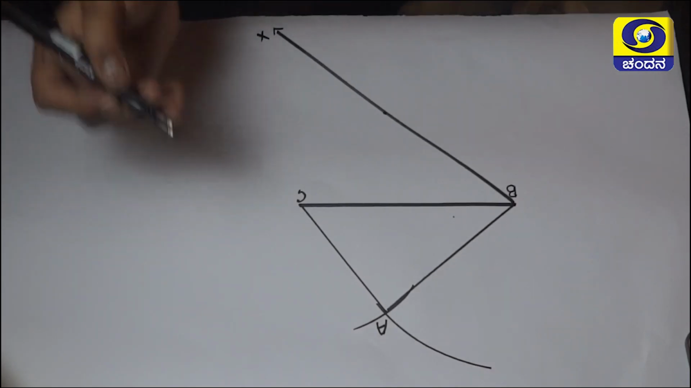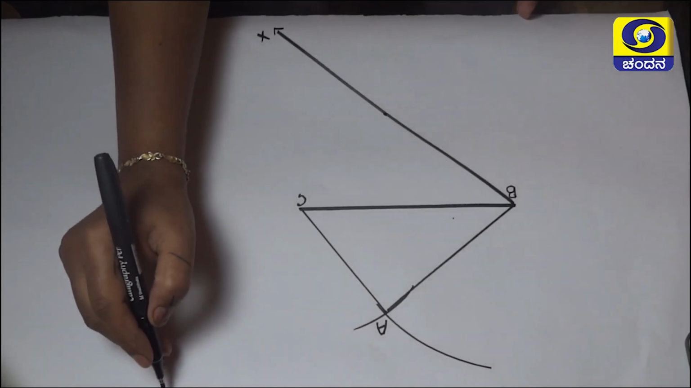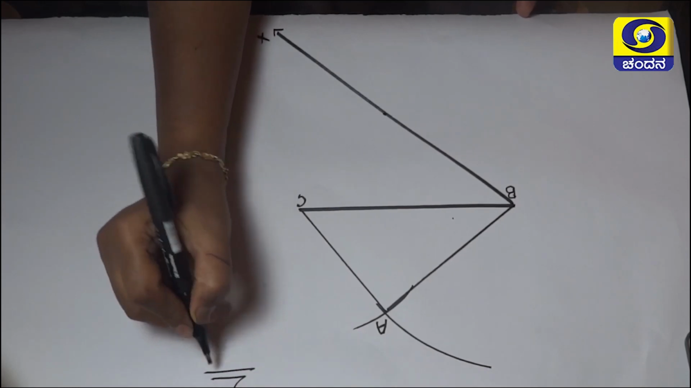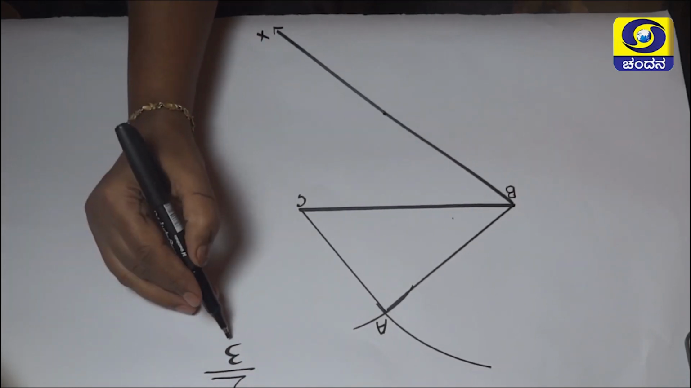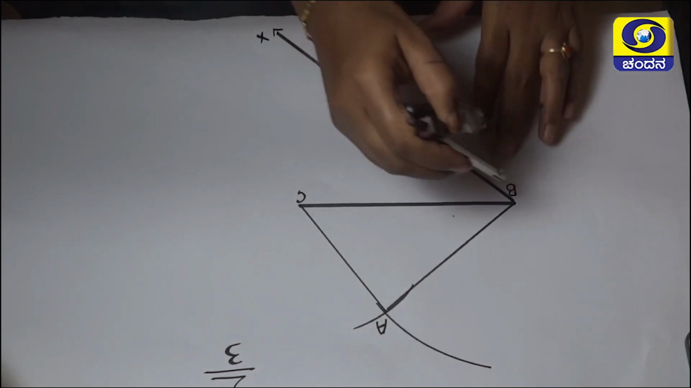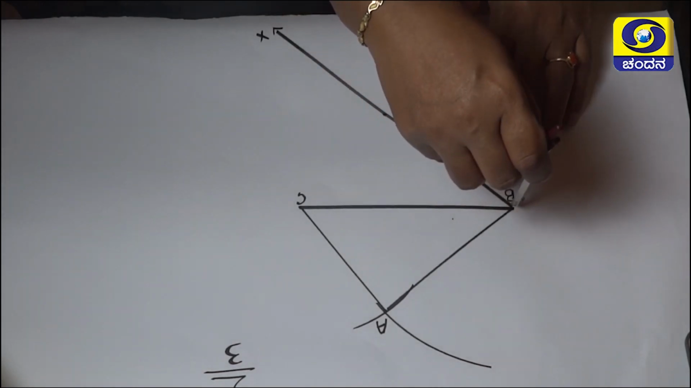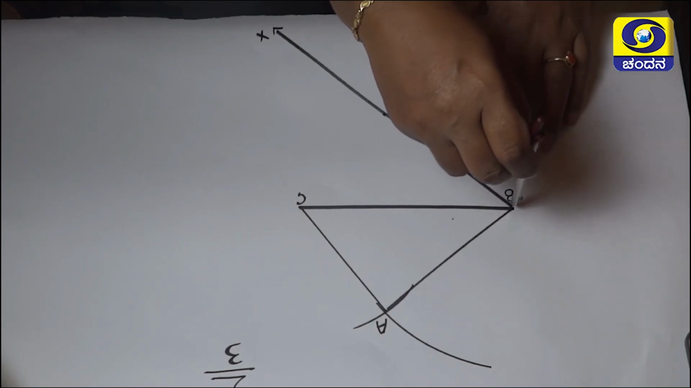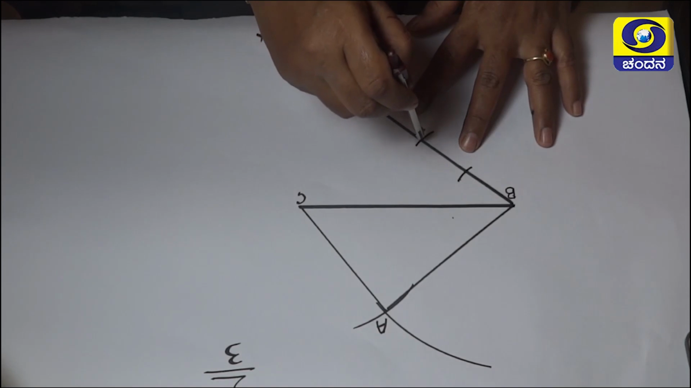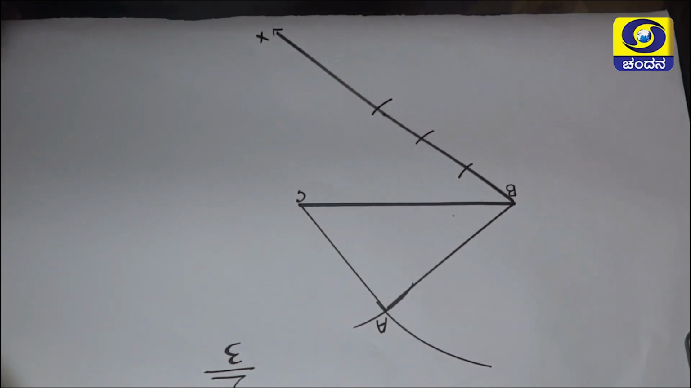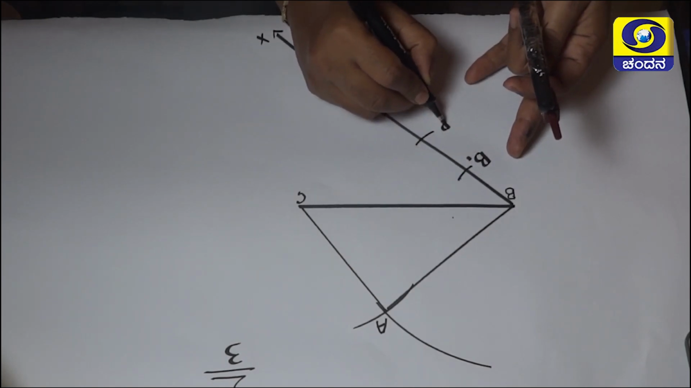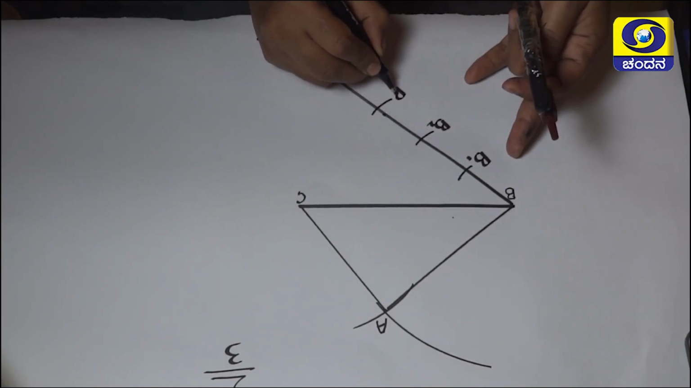Let us consider our ratio factor, which is 2/3. It means we have to make 3 arcs on this ray BX. Let us make 3 arcs taking a convenient length of the compass. This is 1, this is 2 and this is 3. Let us name these arcs as B1, B2 and B3.